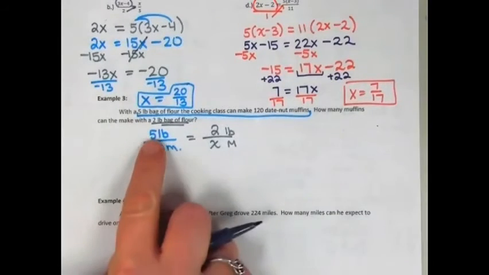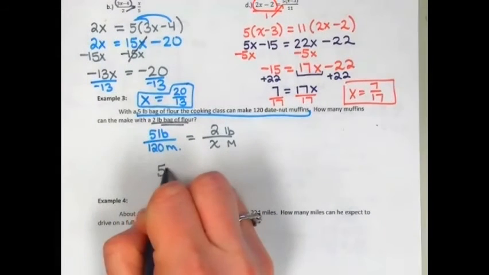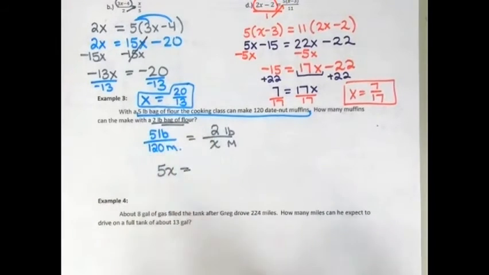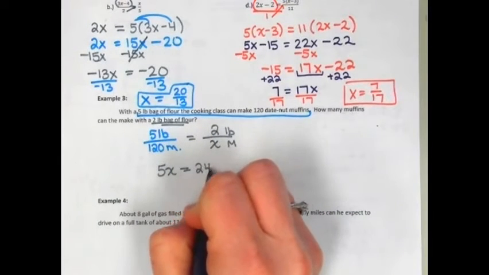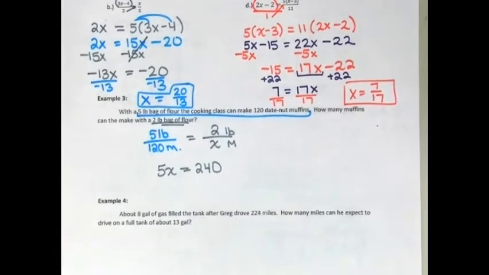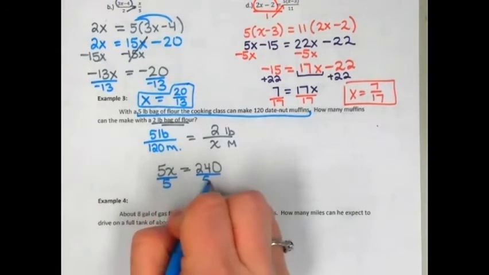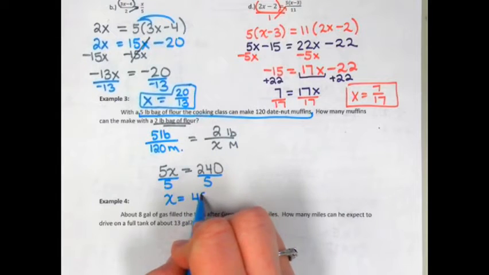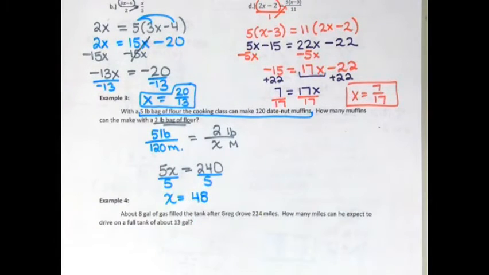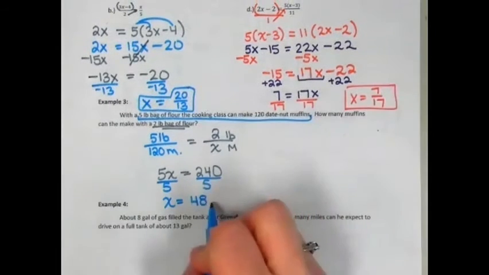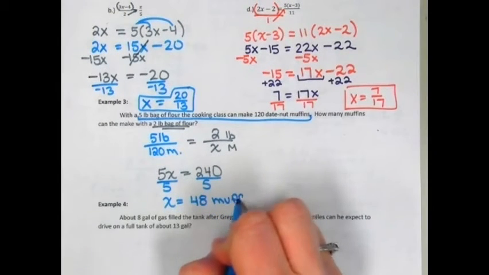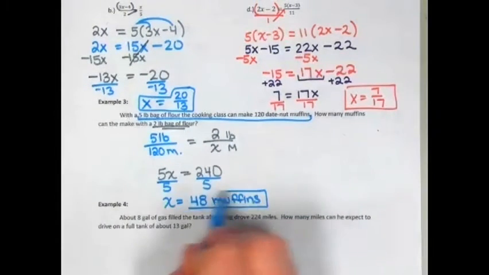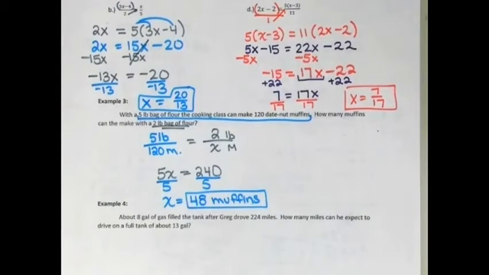So 5 times x is 5x. 120 times 2 is 240. And then what? Divide by 5. So x would equal 48. Is that right? So what does that 48 represent? Muffins. So with a 2-pound bag, we can actually make 48 muffins. Would you be able to figure out if I had a 7-pound bag?